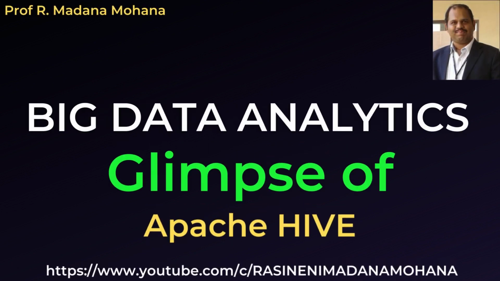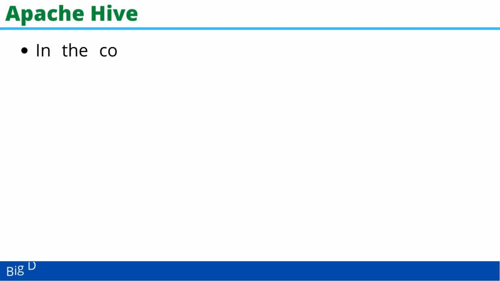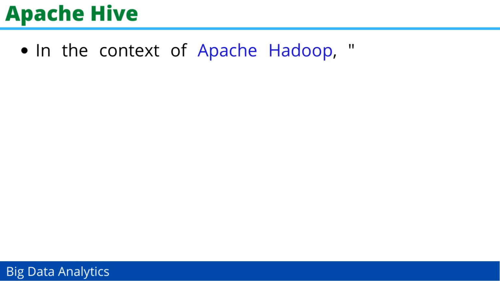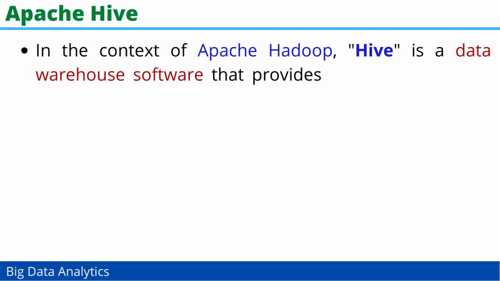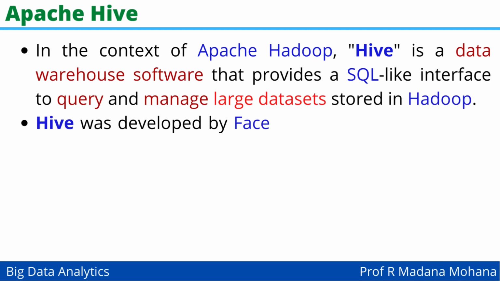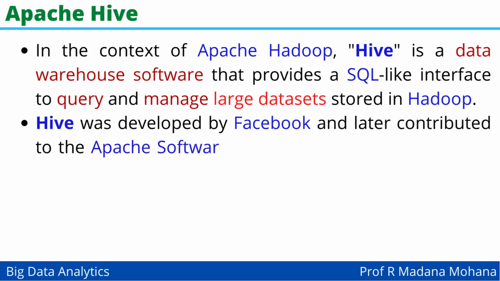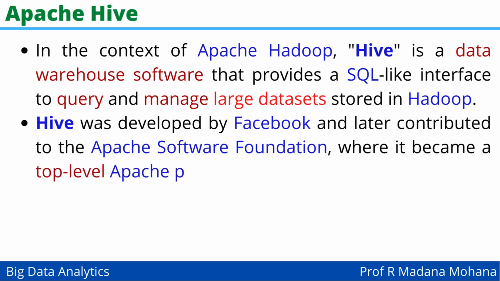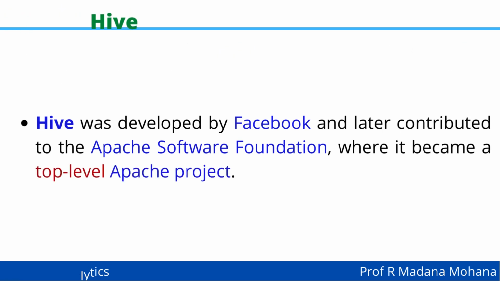In this video, we will see a glimpse of Apache Hive technology. What is Apache Hive? In the context of Apache Hadoop, Hive is a data warehouse software which provides a SQL-like interface to query and manage large data sets stored in Hadoop. Hive was developed by Facebook and later contributed to the Apache Software Foundation, where it became a top level Apache project.